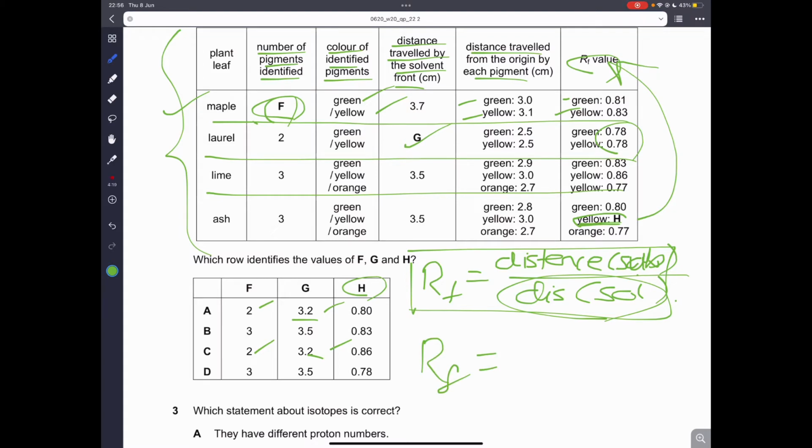The distance traveled by the substance is 3, and the distance traveled by the solvent is 3.5. Now this is going to give us an answer of 0.857. This is basically 0.86. So there we go. C is the correct answer.